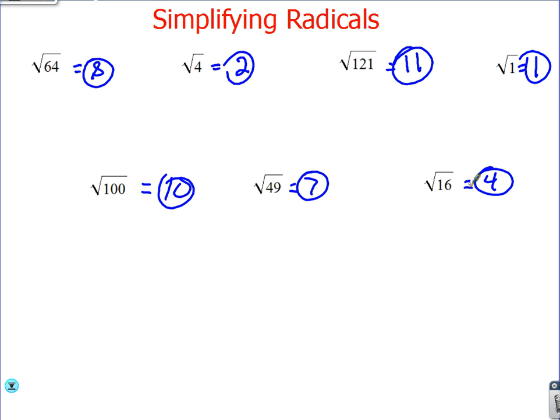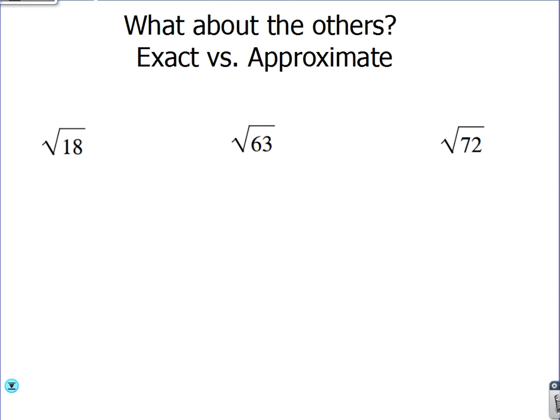Square root of 1 is 1, square root of 4 is 2, square root of 9 is 3, square root of 16 is 4, square root of 25 is 5, square root of 36 is 6. Make a list of maybe the first 15 of them, because you might need them for what we're about to start. What about the other ones?